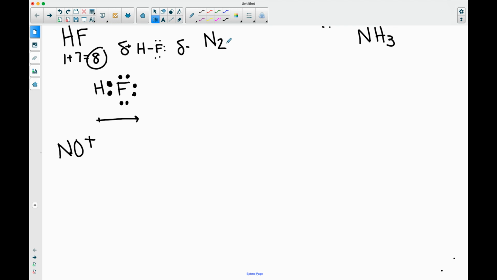Again, this is linear, it's in a line, and it does have a dipole moment. We show the dipole moment either by the arrow pointing to the negative side or by the delta plus and the delta minus.